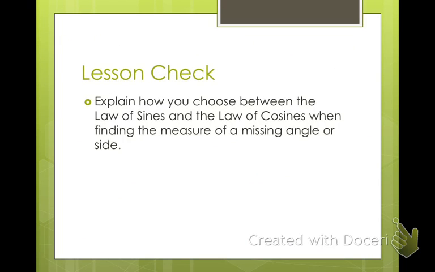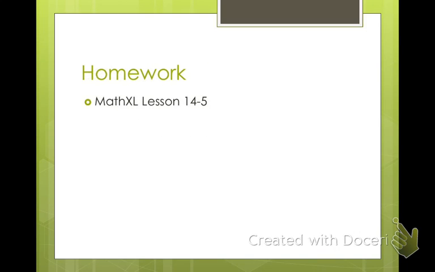Alright, and that's it for our lesson. I want you to think about this question. Explain how you choose between law of sines and law of cosines when finding the measure of a missing angle or side. I want you to discuss that with your partner, and then your homework is lesson 14-5.